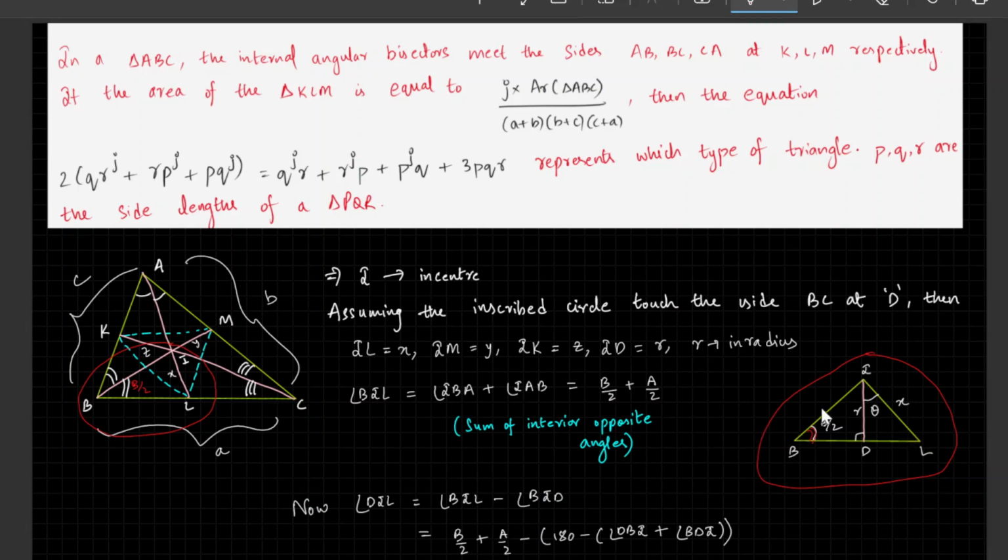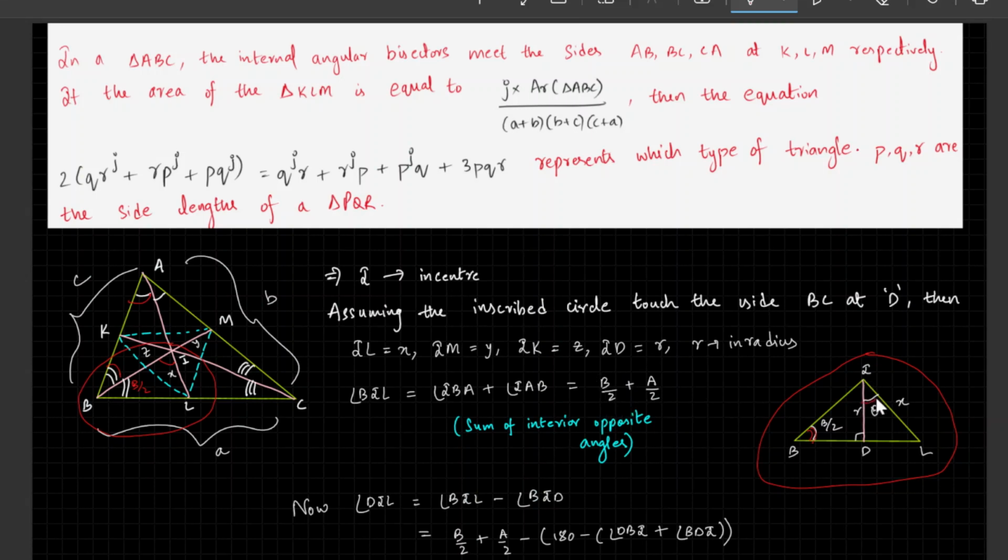Now let us first find the angle BIL, the total angle BIL. So what is it equal to? This angle is equal to this angle plus this angle, isn't it? Because this is an exterior angle to the triangle AIB, so this angle will be equal to the sum of the opposite interior angles of the triangle ABI. And so that is the reason this is B by 2 plus A by 2.